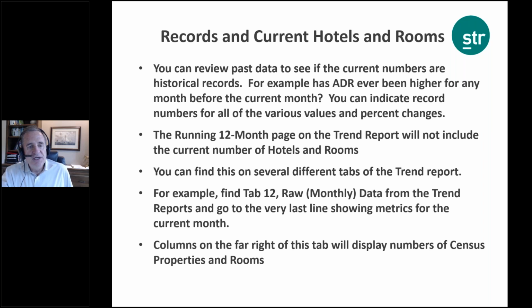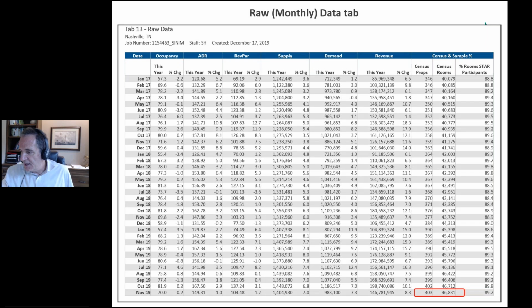Also, we want to show the exact number of hotels and rooms that are in the market as of the current month. Now, you can find this data. This data will not be on the running 12-month page, but it will be in two other places. It'll be on tab 12, the raw monthly data tab, and it'll also be in other places, but that's the best place to find it. The columns on the very far right of the tab will display the census numbers of census properties and rooms, and we'll take a look at that.